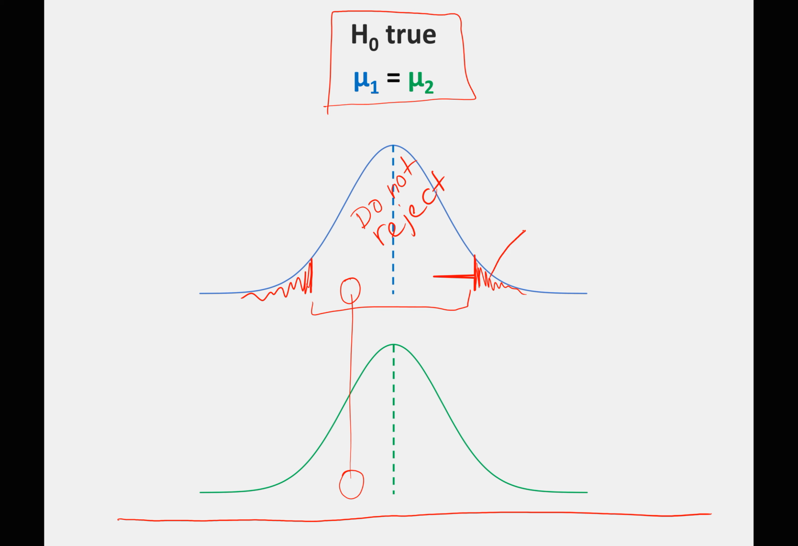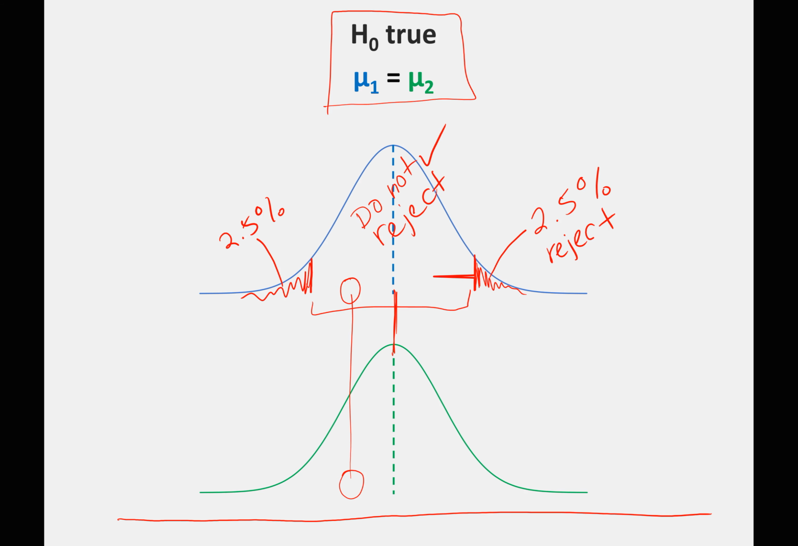Versus out here with our 2.5% on each side, these are our regions where we do reject. Right? So if we got a mean somewhere in here, we wouldn't reject that. And that's the right choice to make. This is the right choice because it's true. Those means really are the same in this case.